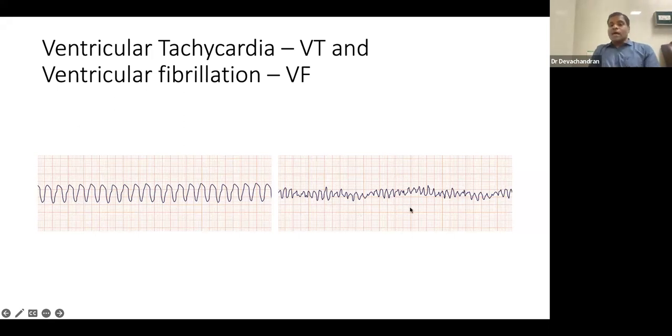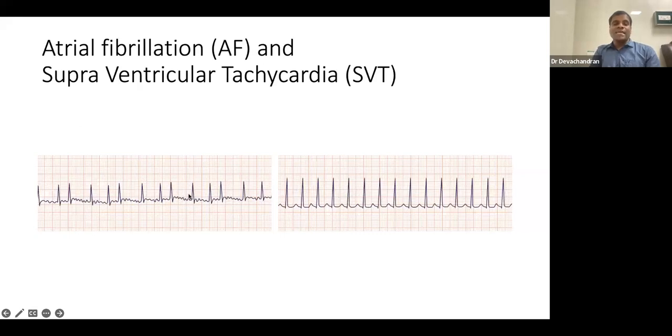Compared to the one on the right side, there is electrical activity, yes, but you don't decipher any waveforms here. It's chaotic, up, down, it's all over the place. This is ventricular fibrillation. So when the QRS is chaotic, it's ventricular fibrillation. When the baseline is chaotic, when the atrium goes chaotic, it's atrial fibrillation.